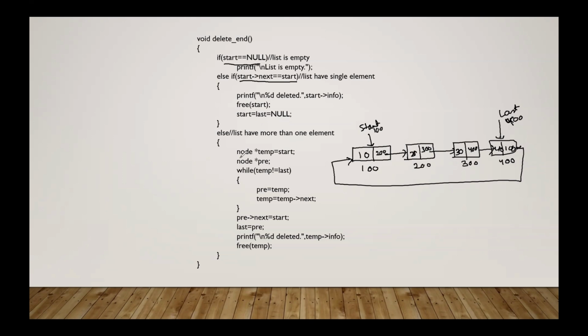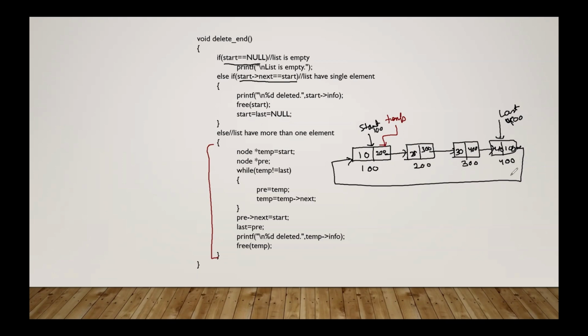So here, in the else part, this is the code we have to execute: node temp equal to start. Now temp points to this node. Node pre: we define a pointer called pre. While temp is not equal to last. What is temp? What is last? Last is 400. Temp is right now 100. So 100 is not equal to 400.